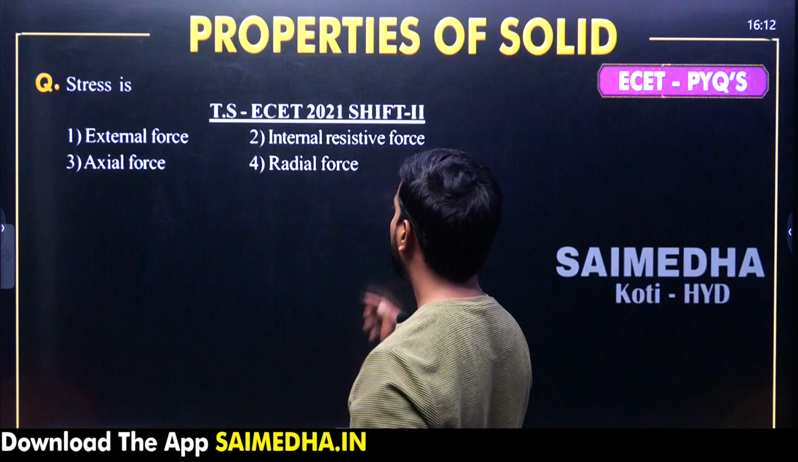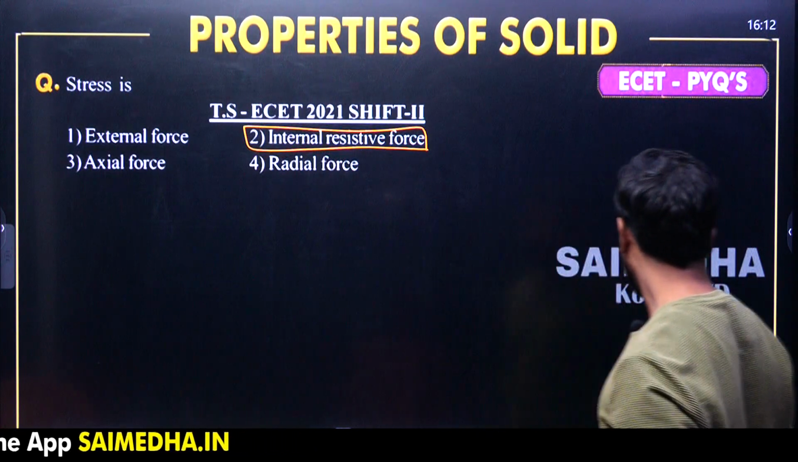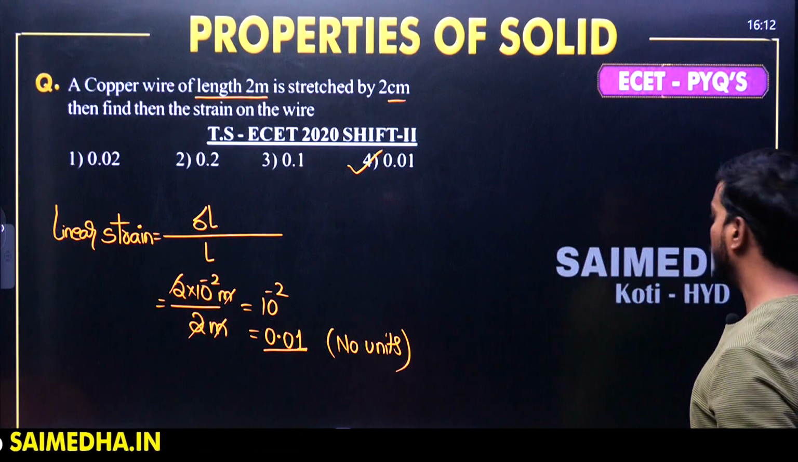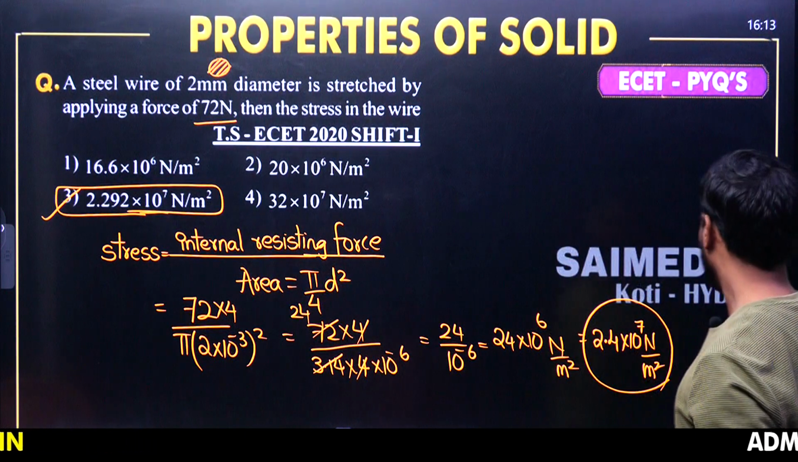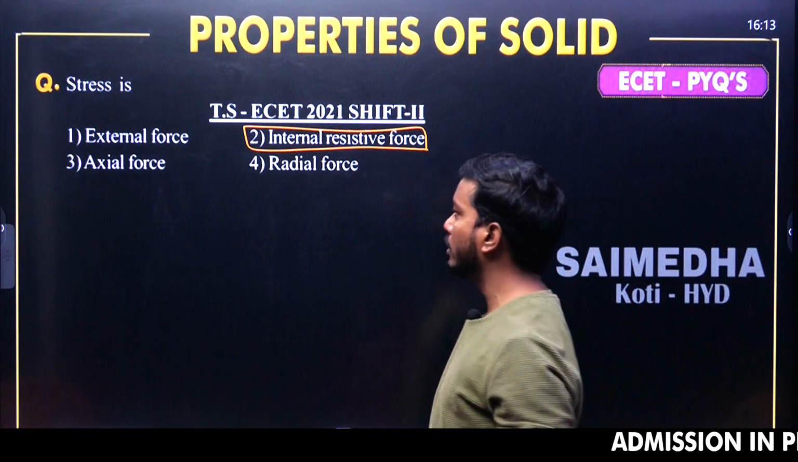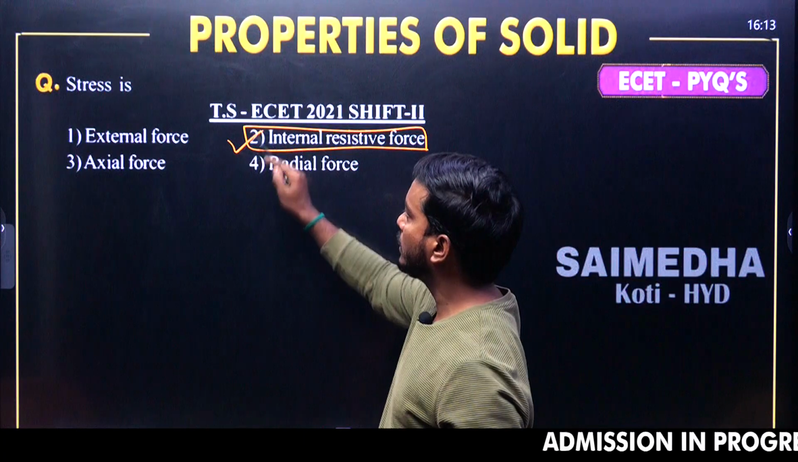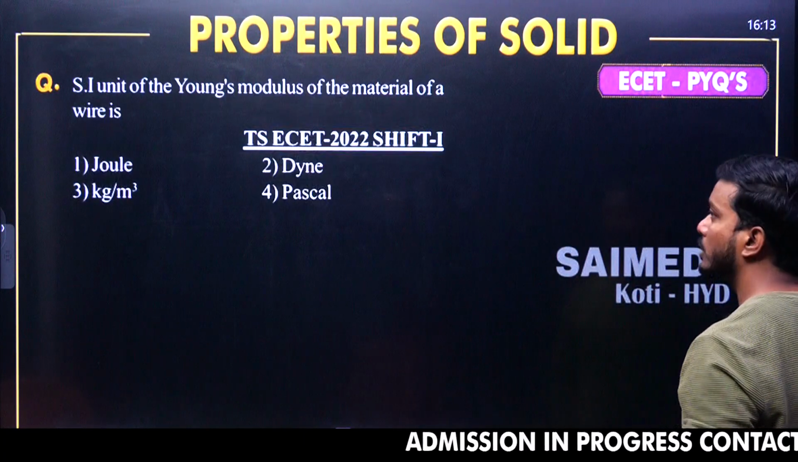Stresses. We discussed about it. Stress is which force? In question number 1, I told you what is the formula for stress. Stress is internal resisting force acting per unit area. So the stress is related to which force is the question asked? External, axial, radial, internal. Answer is internal resistive force. Okay. Moving on to the next question.